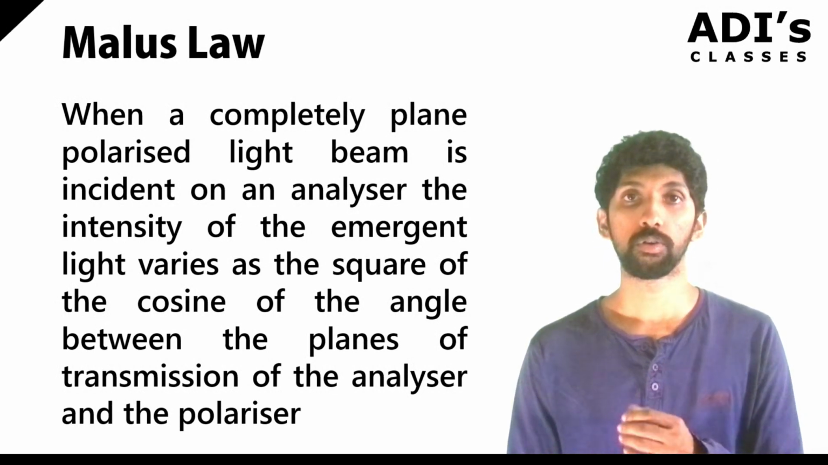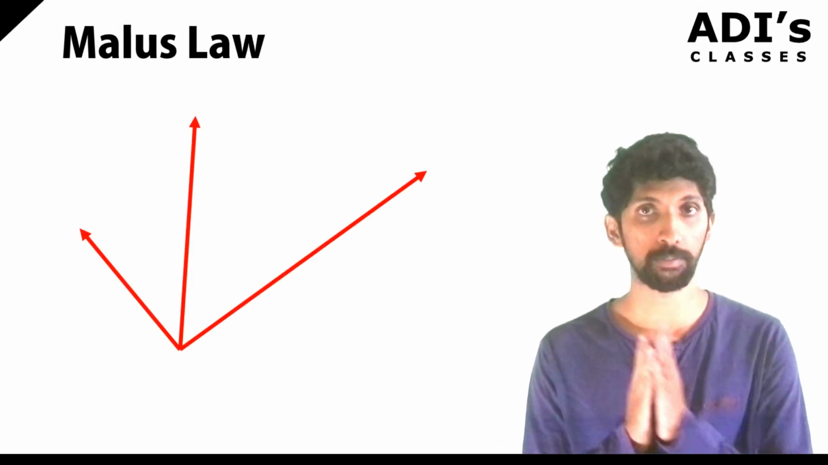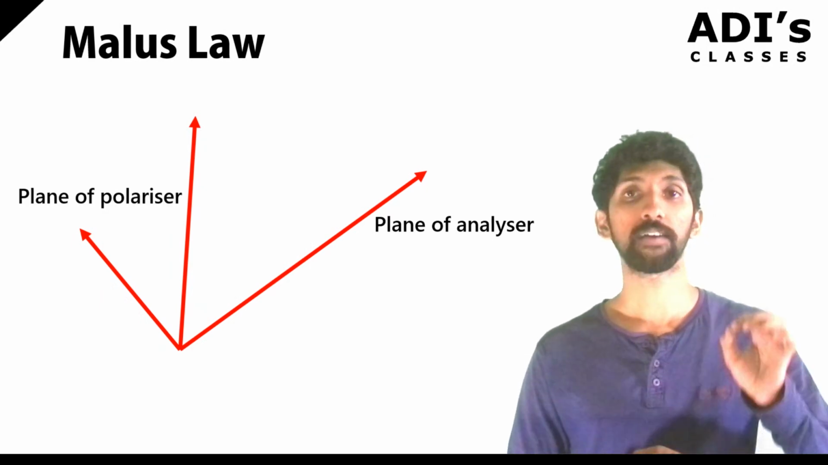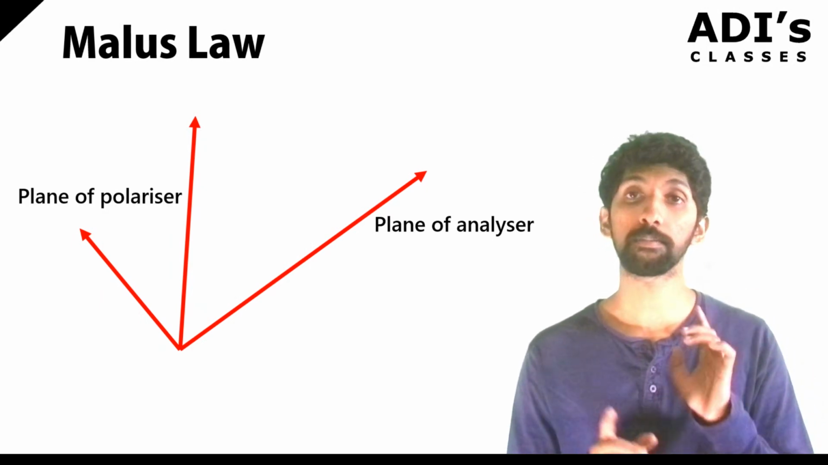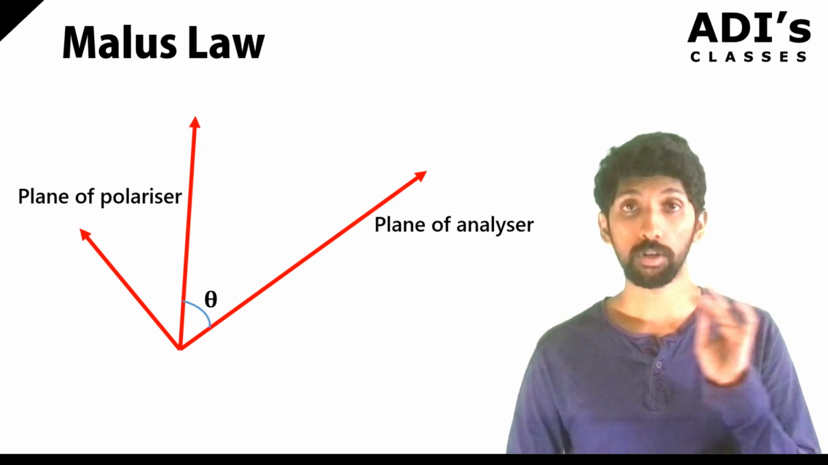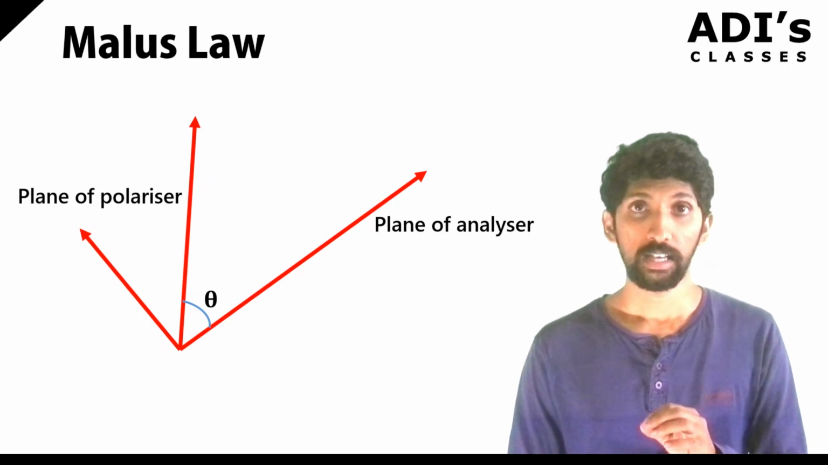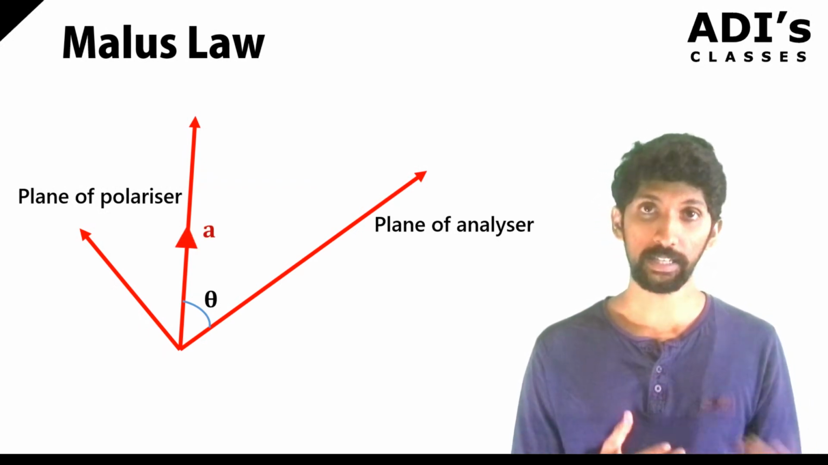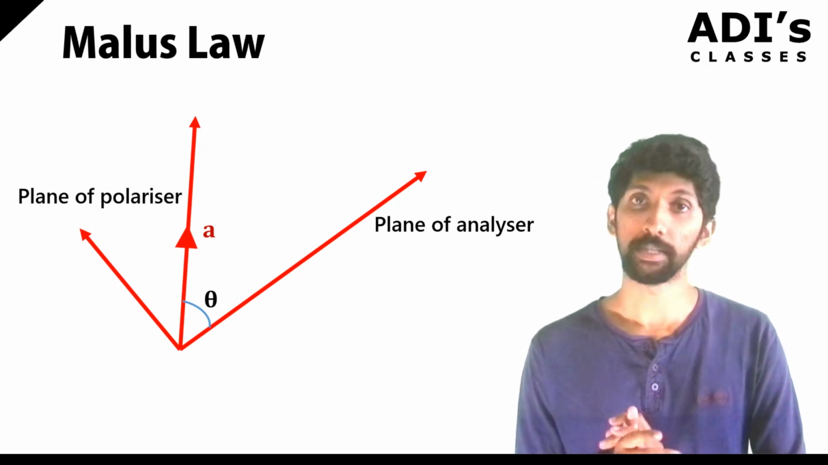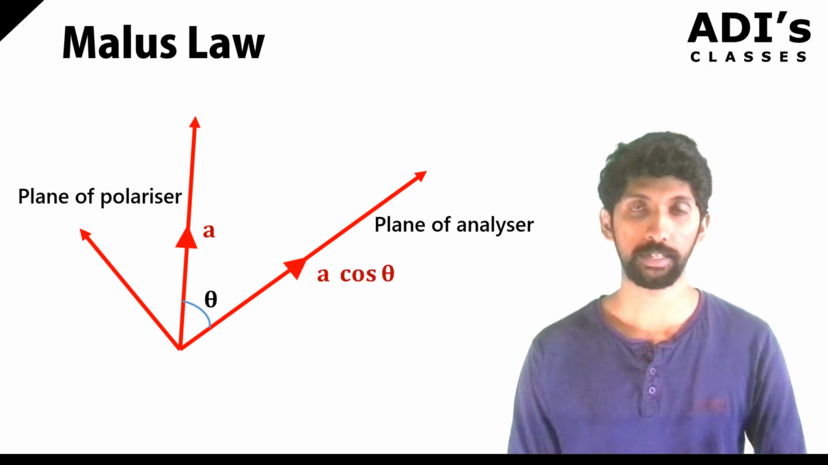So you have the plane of the analyzer and you have the plane of the polarizer, correct? Like this. And we have some angle theta between the plane of polarizer and the plane of analyzer. So what Malus's law tells you is the intensity varies as the square of the cosine of the angle, meaning it is proportional to cos square theta. So we got to know so much, right?